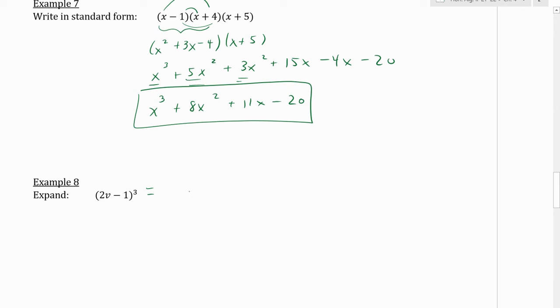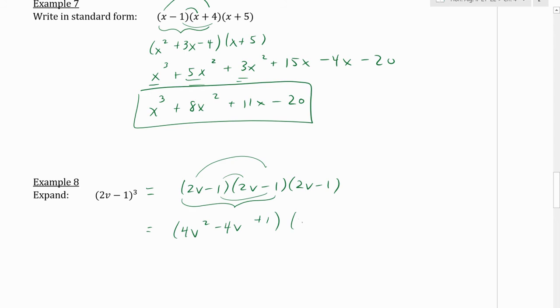All right, so this one, we're doing a 2v minus 1 times a 2v minus 1 times a 2v minus 1. So if we multiply those two, I'm going to get a 4v squared minus 2v minus 2v. That's minus 4v plus 1. And then let's distribute the 4v squared. It's 8v cubed minus 4v squared. Distribute the negative 4v. Plus 4v plus 2v minus 1. Add our like terms.